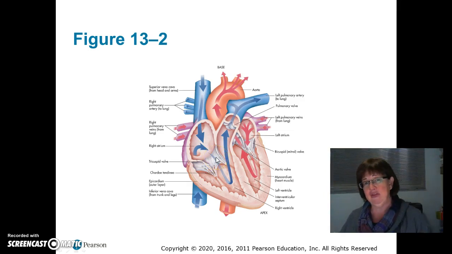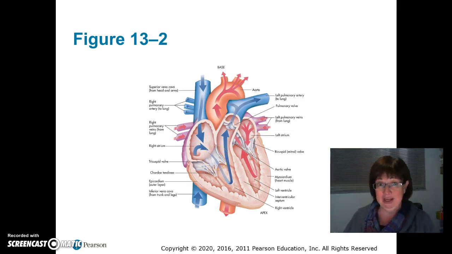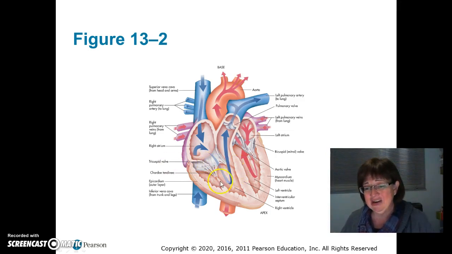It's very important for the one-way movement of blood that the valves only go one way. So to prevent them from flapping open, they have these chordae tendineae, which is a fancy word for saying tendon cords. Okay?